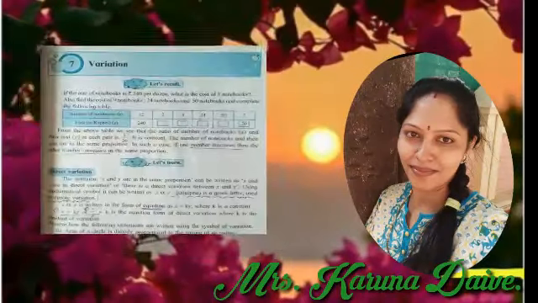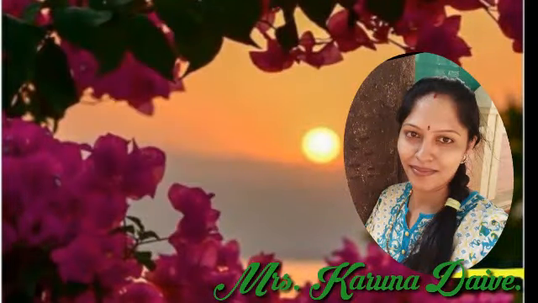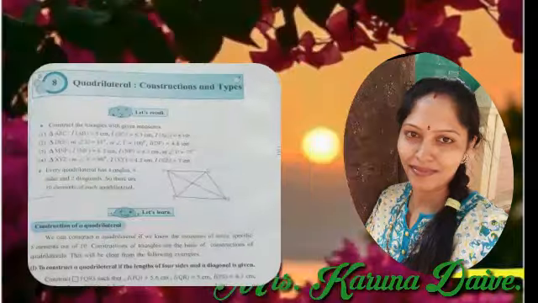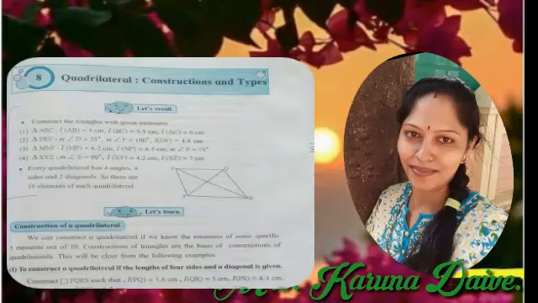Students, in our last lecture, we have already finished our unit number 7, that was variation. Now this is the time to go ahead to start our video for the unit number 8, that is quadrilateral, constructions and types. So let's start it.